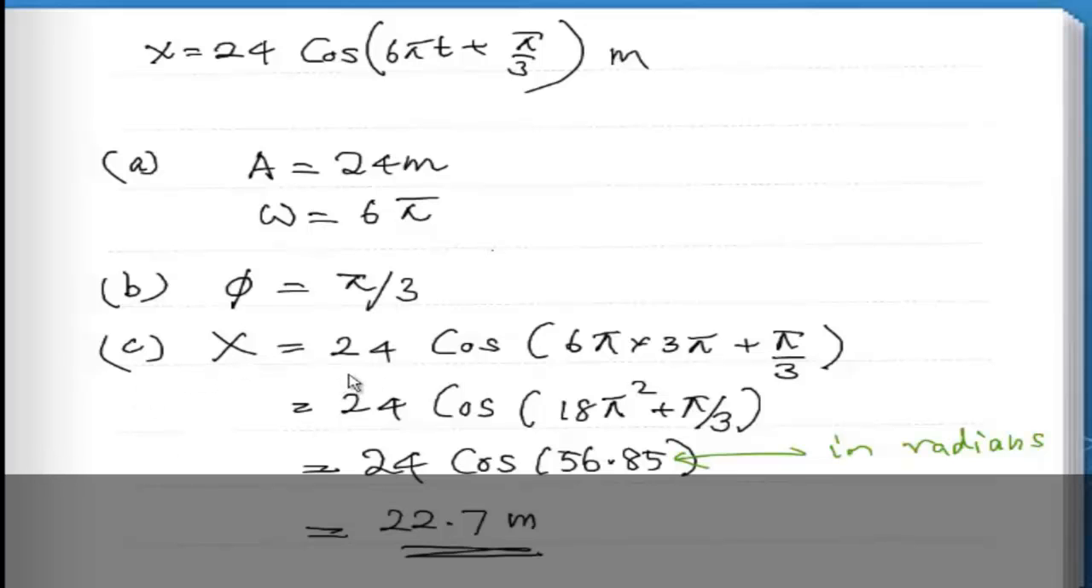To find the displacement at t equals 3 pi, we plug in 3 pi here, so it becomes 24 cosine of 6 pi times 3 pi plus pi over 3. So 24 cosine of 18 pi squared plus pi over 3. So it's cosine of 56.85, and this value is in radians, so you must use the radian mode to find this value. So 24 cosine 56.85 equals 22.7 meters.